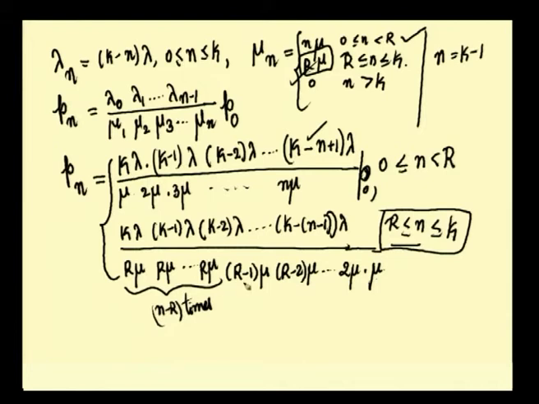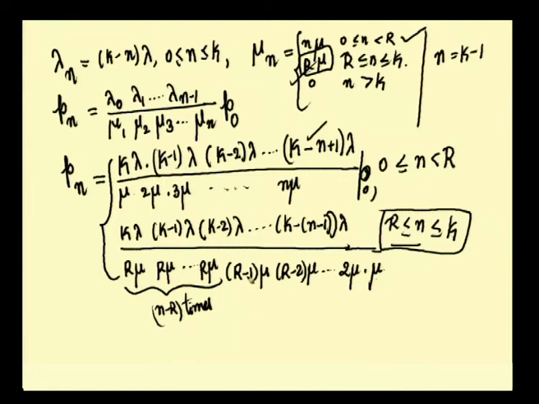So, in this case we have R mu appearing in the denominator n minus R times, and the remaining terms would be starting from 1 into mu, 2 into mu and up to the first R minus 1 terms. When you write n equal to R, we are accounting for mu 1, mu 2 and so on up to n into mu. So, for mu 1 it is mu, for mu 2 it is 2 mu and so on up to R minus 1, there is no problem.